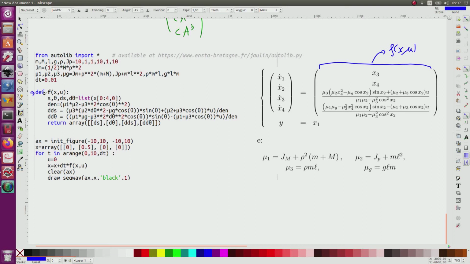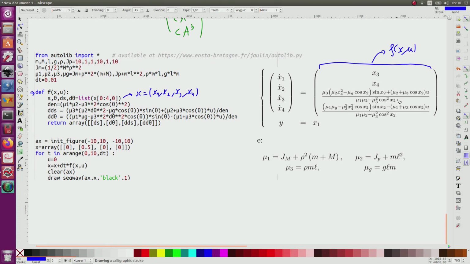So I can recognize that x corresponds to a vector x1, x2, x3, x4. For a better understanding of the program, I will transform this vector, which is in a list, and put it in the variables s, theta, and the derivative of s and the derivative of theta, which correspond to the variables ds and d theta.